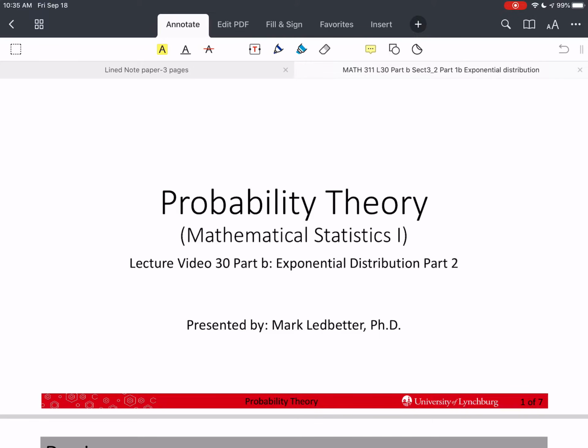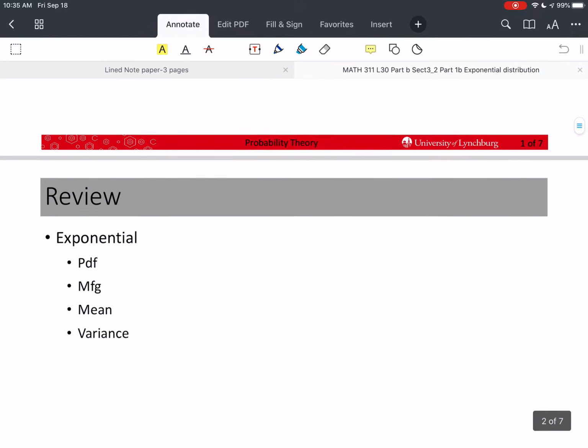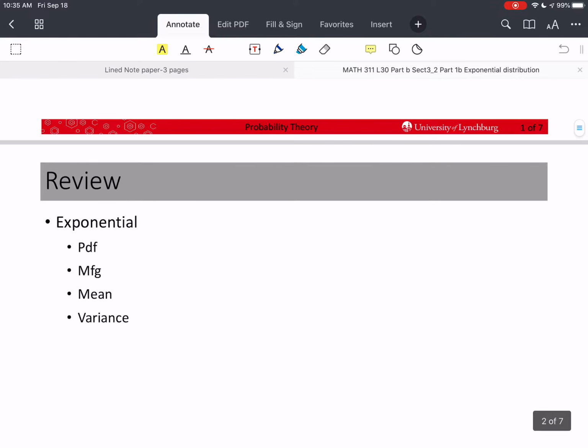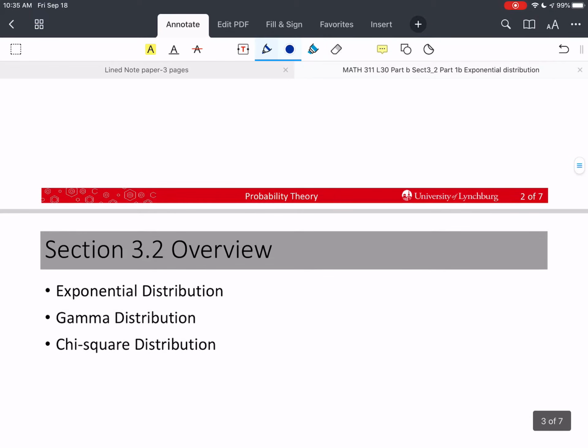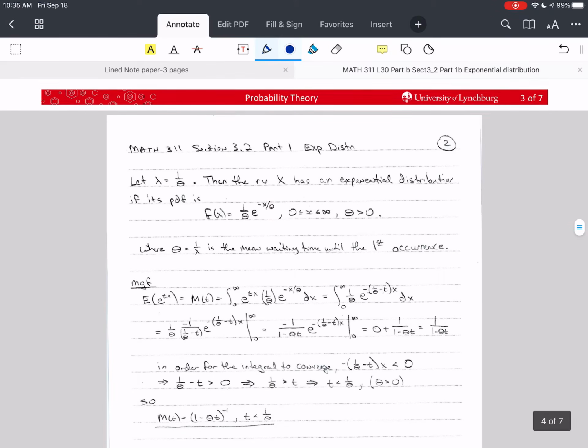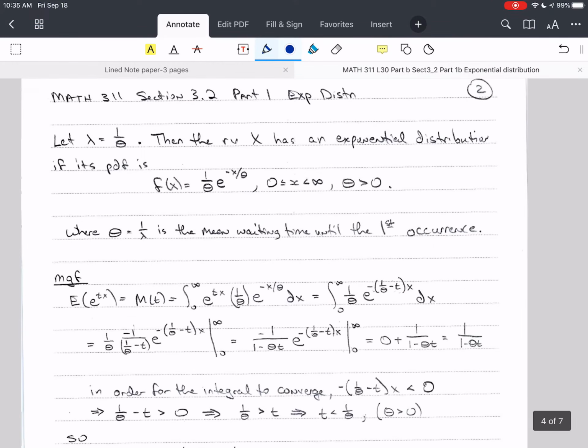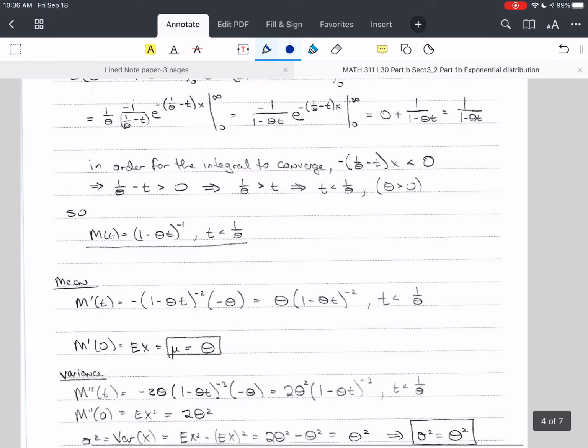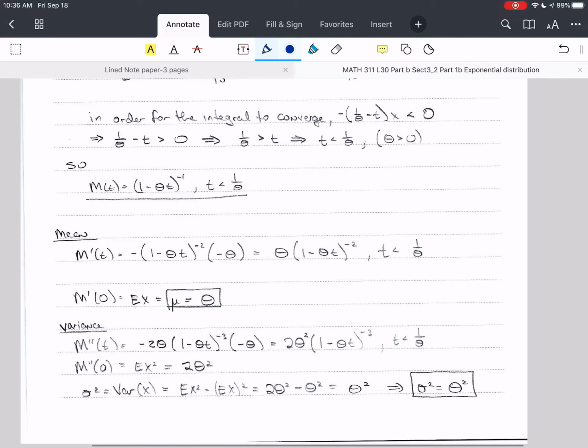We're still talking about the exponential distribution. Last time we introduced the exponential distribution. We also introduced its moment generating function, actually derived that quickly. We did not get to the mean and variance. We'll start with that in this section. So let's get started, continuing with the exponential distribution. And last time we left off with the moment generating function, which is given here.